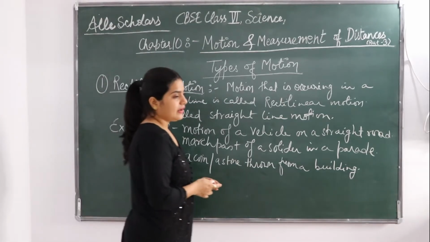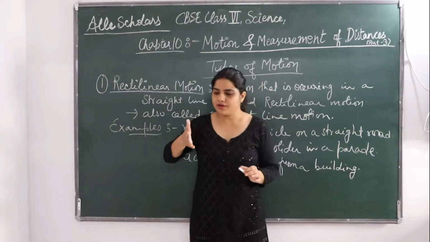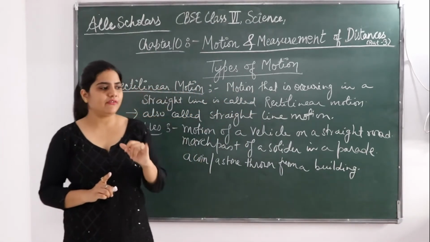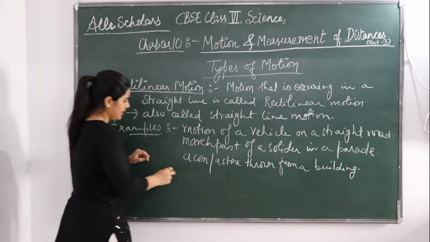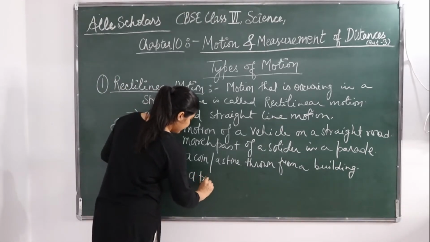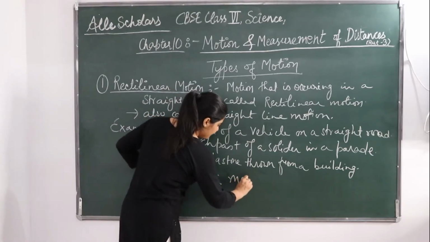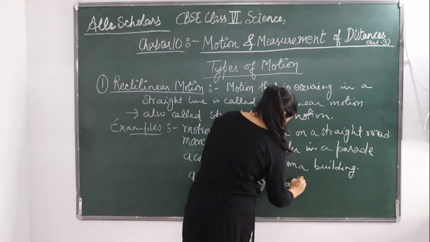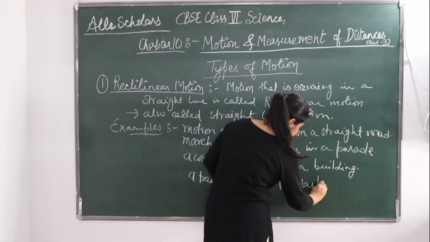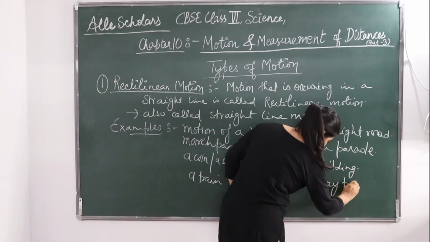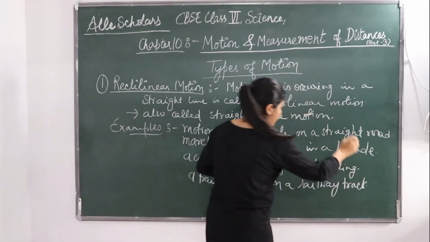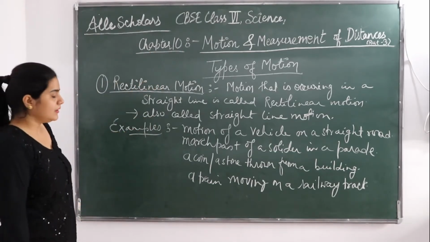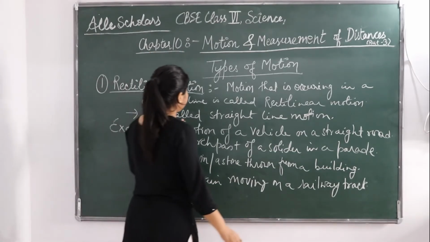Next, if you see a railway track, how does a train go on a railway track? It goes in a straight line. So a train moving on a railway track is also an example of rectilinear motion. A train moving on a railway track. Okay, so that is also a straight line motion or a rectilinear motion.